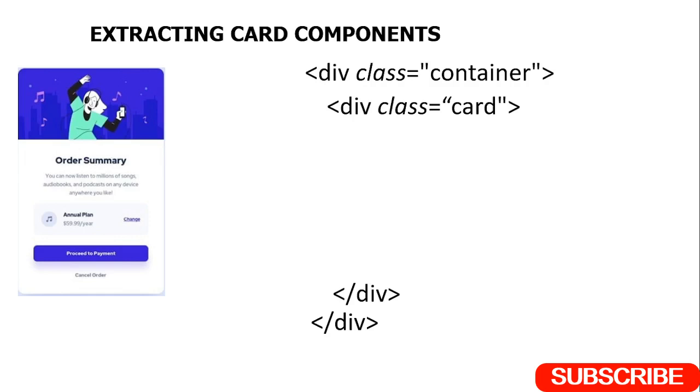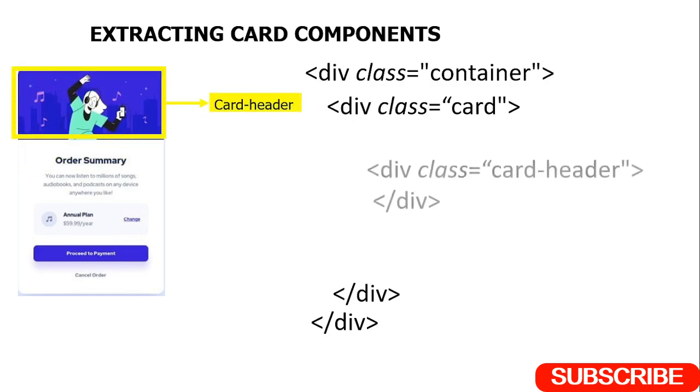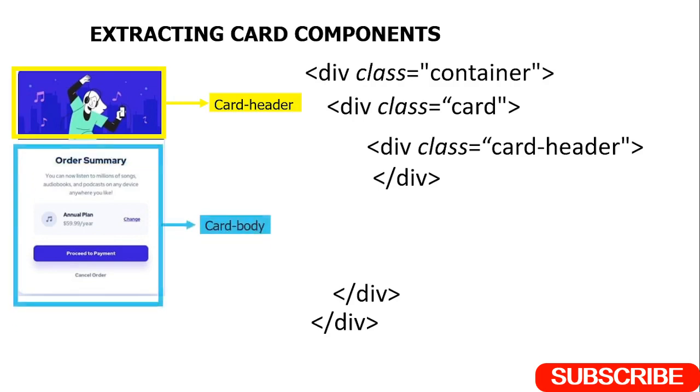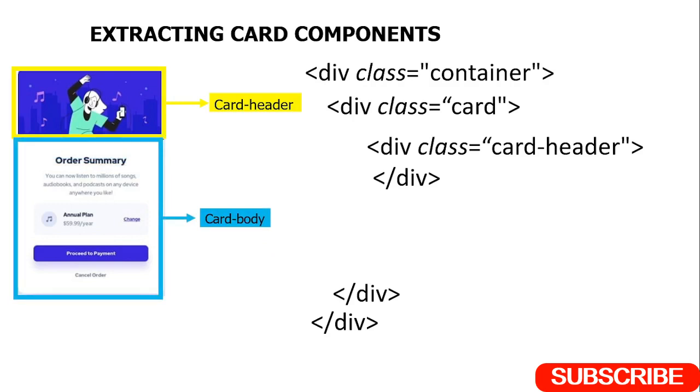Let's go ahead and extract the card components. Remember, we had extracted the background, or the container, and the card. If you extract the card, you see we have the card header. The card header would transform into a div with a class card header, and it is inside the card. That's why you see in the block of code that it is inside the card. The card is divided into two parts, the card header and the card body. The card body is the blue part, and if I transform it to code, it will be something like that, a div with a class card body.